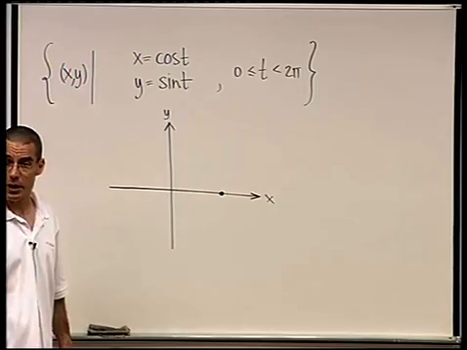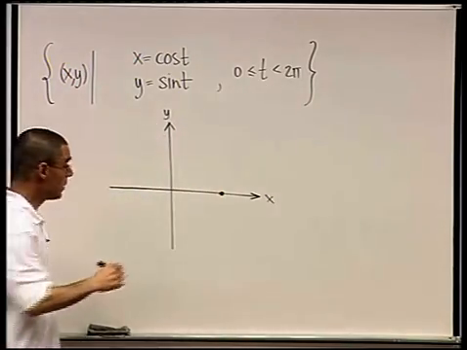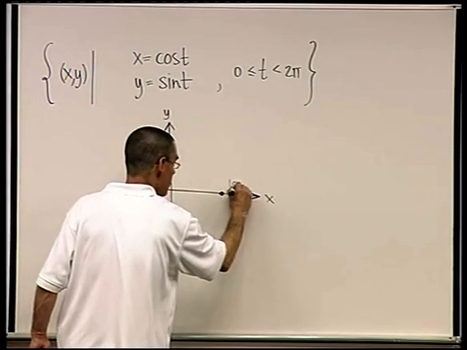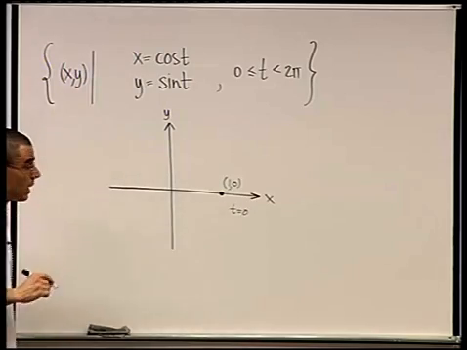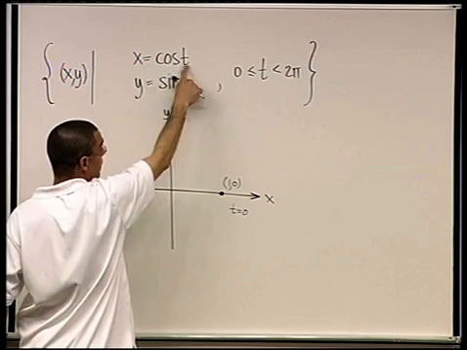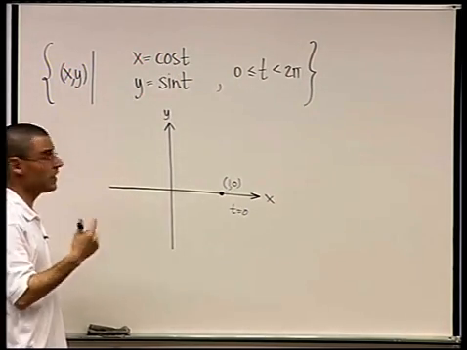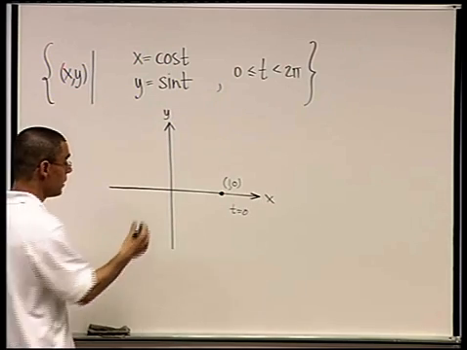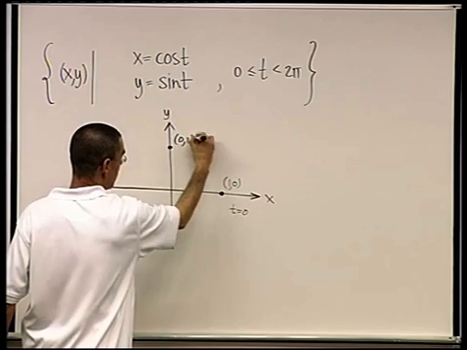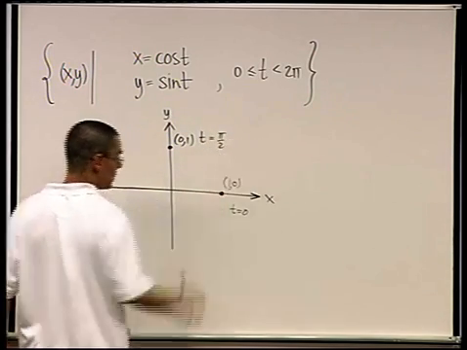So let's see, for example, when I plug in t equals pi over 2. This is what I get when t equals 0. I get the point 1, 0. Do you agree? When t, for example, is pi over 2, what do I get? What's cosine of pi over 2? 0. What's sine of pi over 2? 1. So I get the point 0, 1. That's what I get when t equals pi over 2. Do you agree?